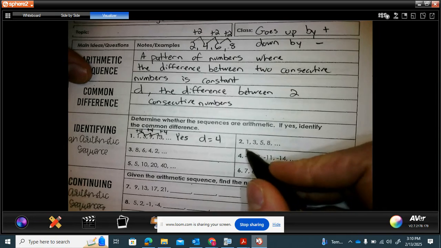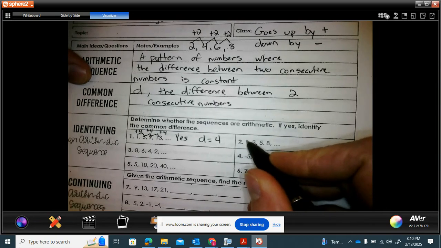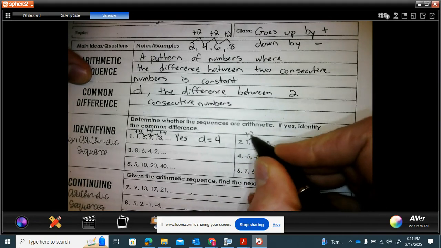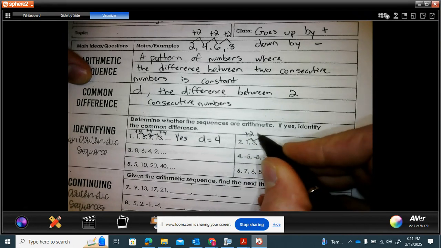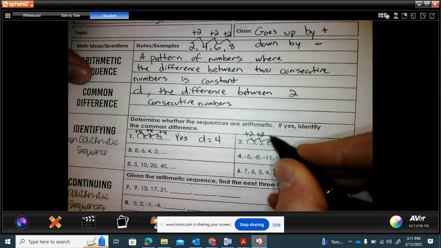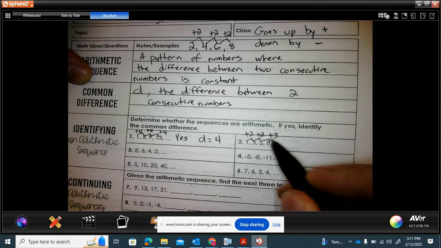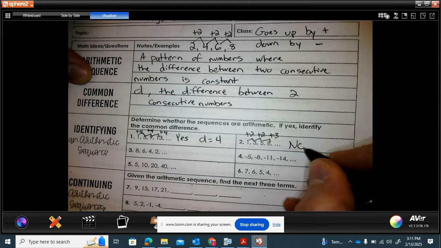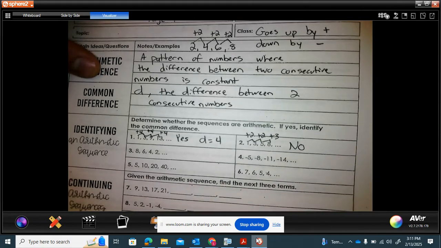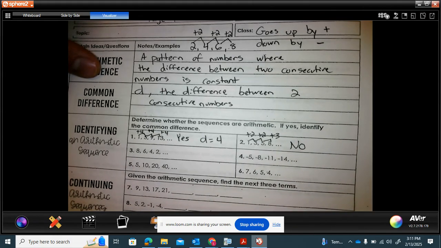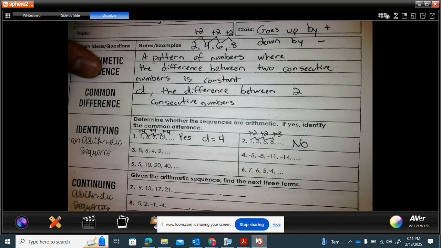But if you go look at question 2, to go from 1 to 3, you add 2. 3 to 5, you add 2. But 5 to 8, you add 3. So because you're not adding the same amount every single time, this is not an arithmetic sequence because the common difference is different, or it's not constant.